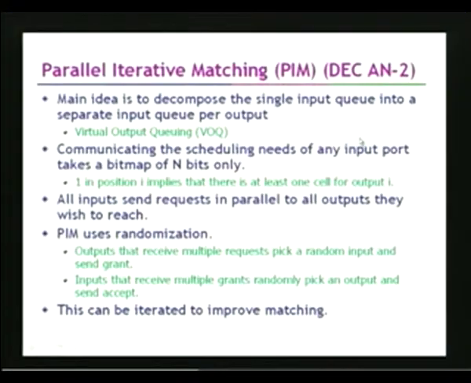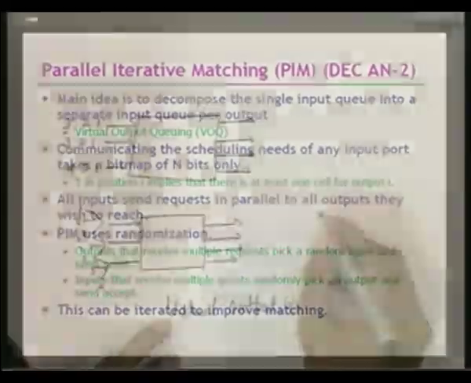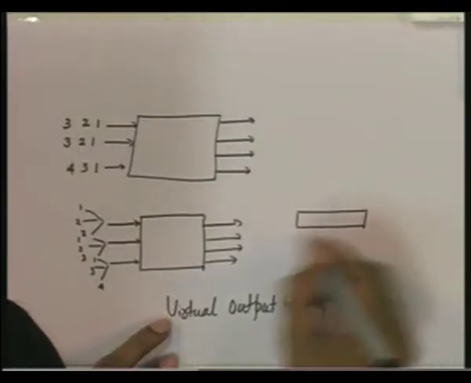Okay. So, the main idea was to decompose the input queue into a separate input queue per output port. That resulted in the virtual output queue. And then you communicate the scheduling needs of any input port. It will require a bitmap of n bits, corresponding to n output ports. A one in position i implies that there is at least one cell for output i. So, for example, in this case there will be a bitmap of 4, since there are 4 output ports.